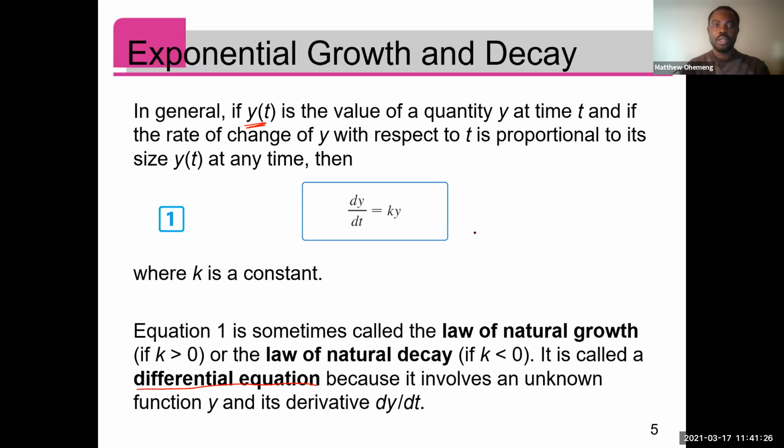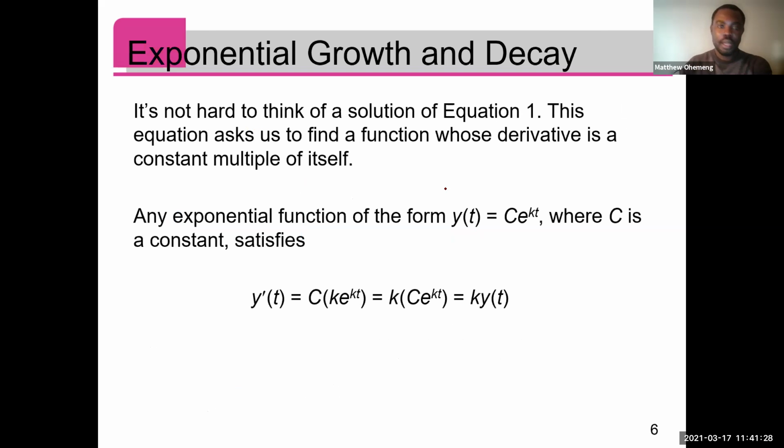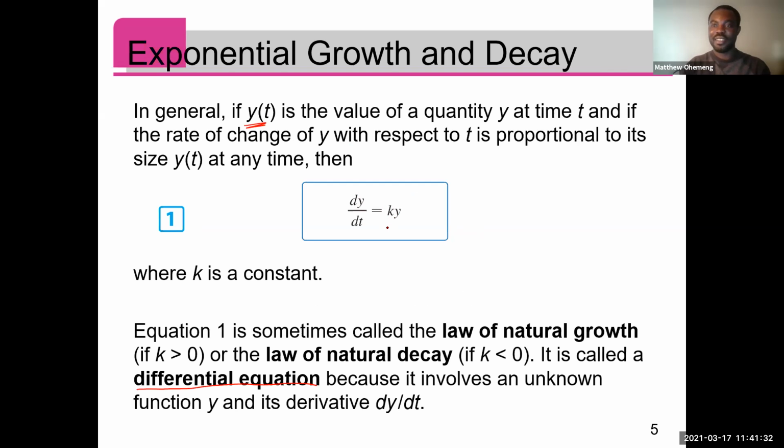Okay. So now let's try and see. The question is, looking at this equation, dy over dt equals ky. The derivative of the function is proportional to the function itself. My question is, among all the differentiation rules we did, do you remember which function's derivative is proportional to the function itself?